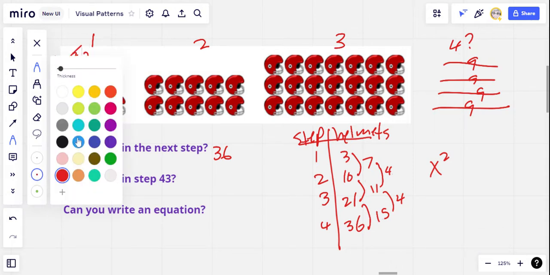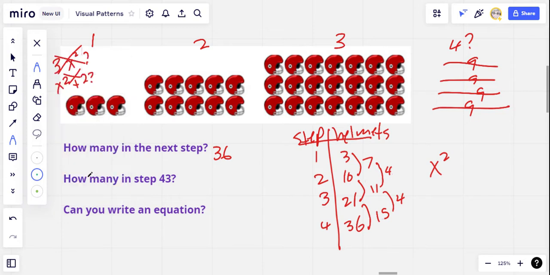Let's go back to the actual pattern itself. I'm going to choose a different color here. And I think I'm going to ignore step 1 for a minute, and I'm going to look for patterns of x squared. The reason I'm ignoring the 1 is because 1 squared is 1, so it gets confusing. It's itself, but 2 squared is not 2. So here's a 2 squared, right? That's 4 helmets. Here's another 2 squared, and there's 2 left over.